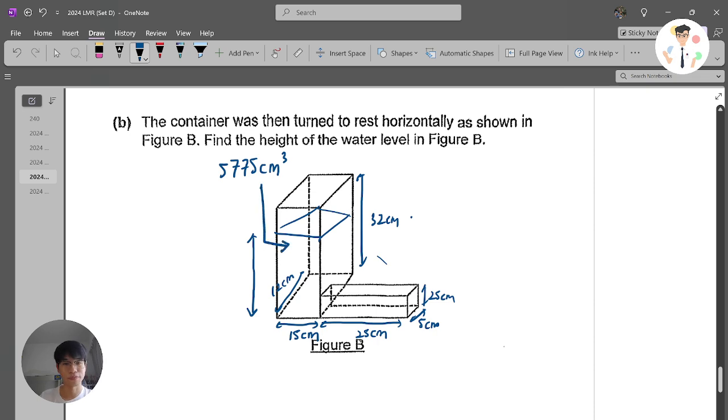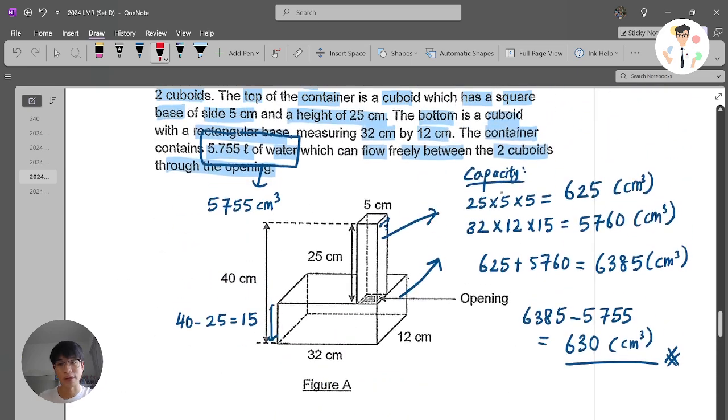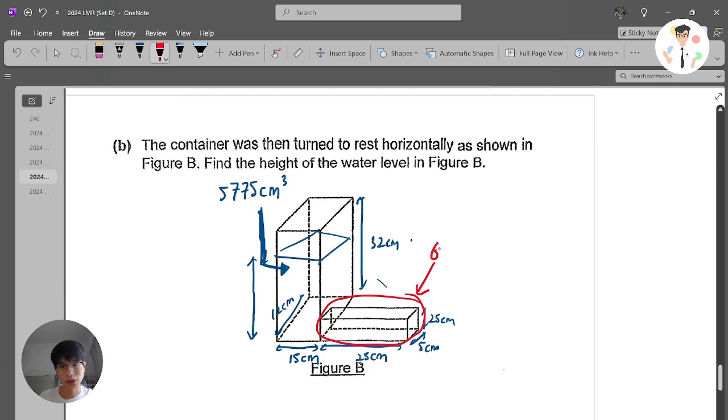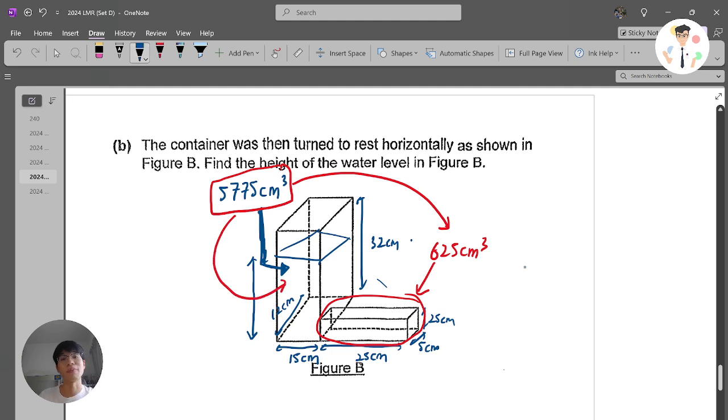It's inside here. Now, I know for sure this part will be filled with water, correct? So this part, what will be the volume, or the capacity of this? The capacity here, as what we have learned, is 625 cm³, right? So I know 625 cm³ would already be in this part here. Then if this is the total volume of water inside this tank, I have this part 625 here. What will be the other part that's left? I'll just subtract, right?